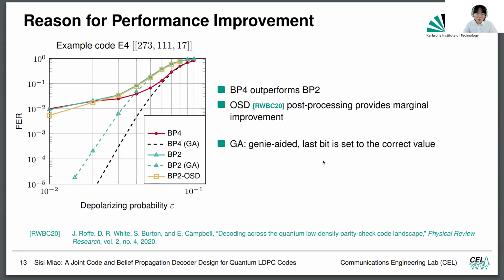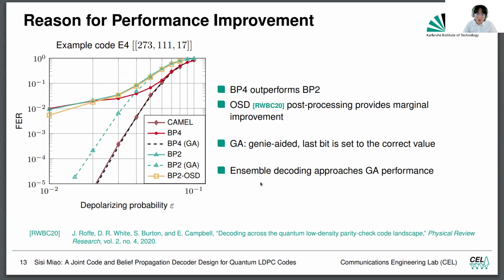And then we also want to look at some ideal case, where we have this one column that we appended, which is causing all the 4-cycles. We think, let's have a genie-aided version of the decoding, that is, we just feed the last bit the correct value. So basically, we don't need to consider this last column. Then we can decode optimally for the rest of the bits. Then we get these two dashed curves for BP4 and BP2. BP4 is still quite a bit better because it uses the correlation of the errors.